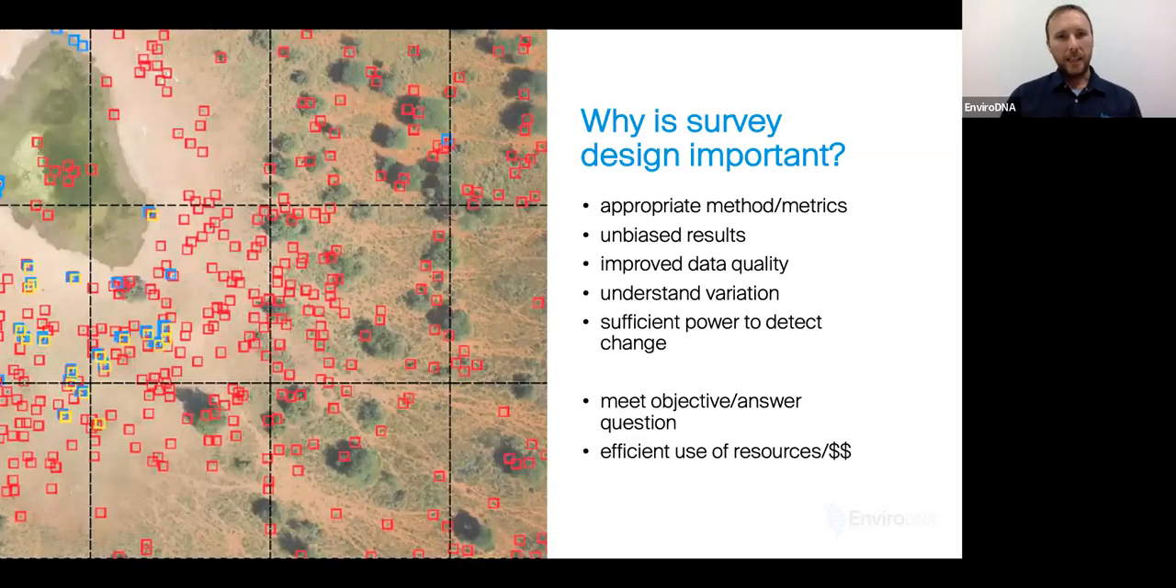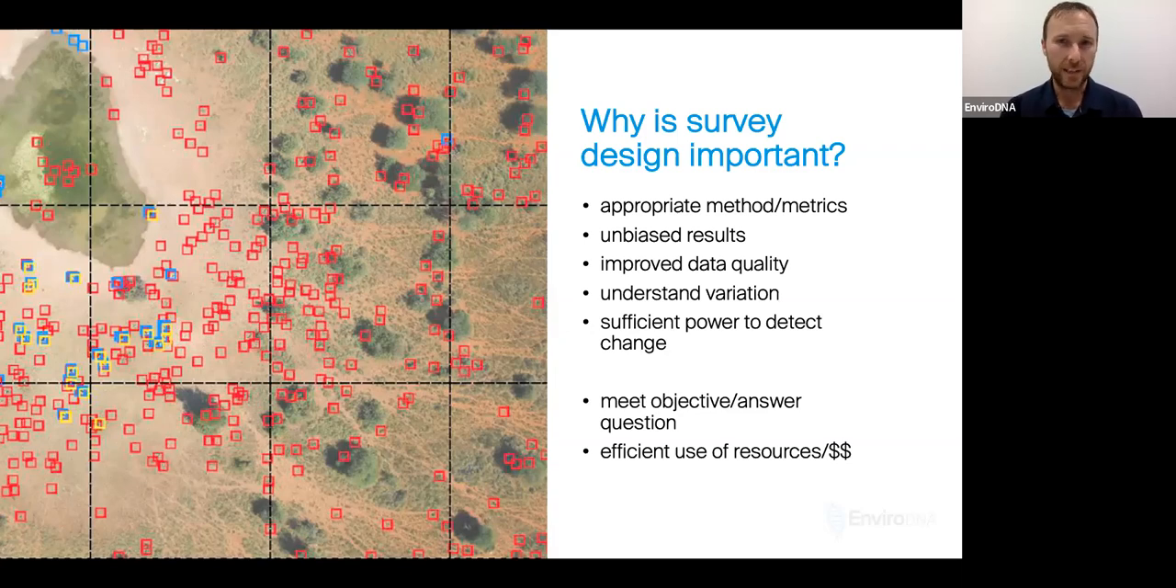So, getting back to what we're talking about today: why is survey design important for any wildlife survey, really? One, it's about choosing the appropriate method, and that's going to be based on the species you're looking at and the habitat you're looking at. That might be eDNA, that might be trapping, that might be callback recording, whatever it might be. That's going to be really critical, and it's based on understanding your species ecology and behaviour.